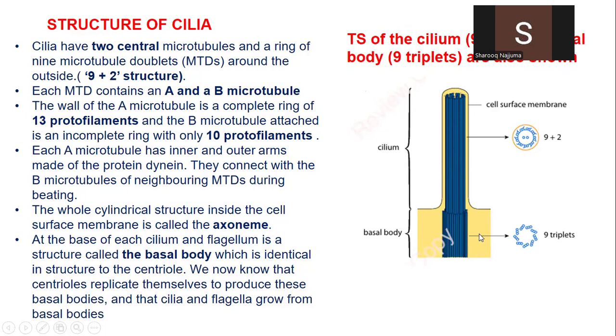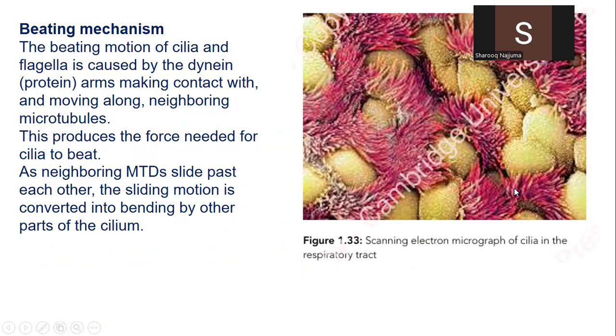Remember, we mentioned that the basal body is made up of centrioles. So usually for cilia or flagella to be made, centrioles have to replicate. They divide so that they can form more cilia or more flagella. So this is an axoneme, this cylindrical structure with the 9+2 arrangement of microtubules. So these microtubules have a beating mechanism.